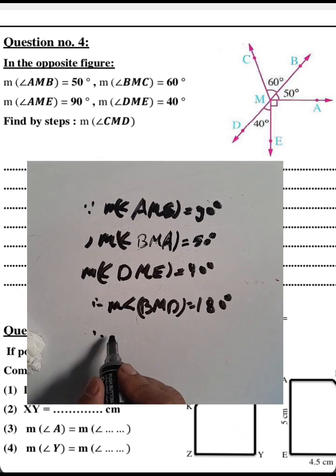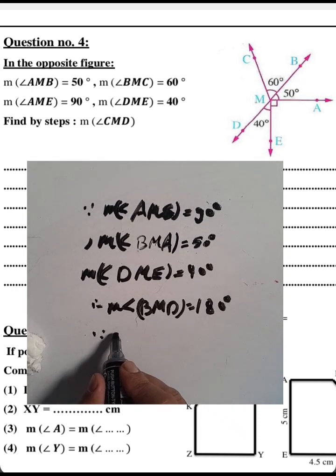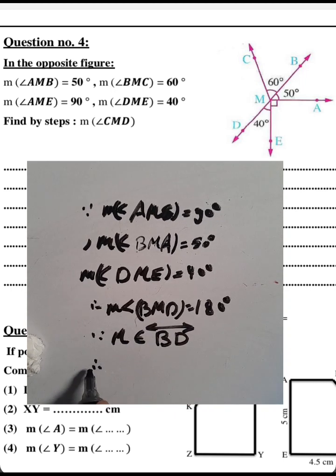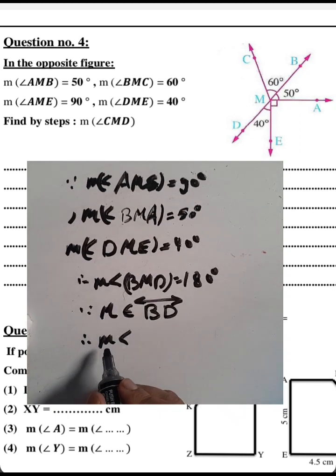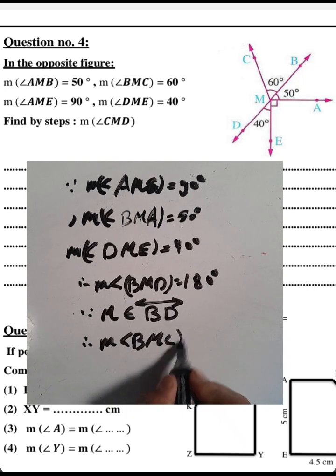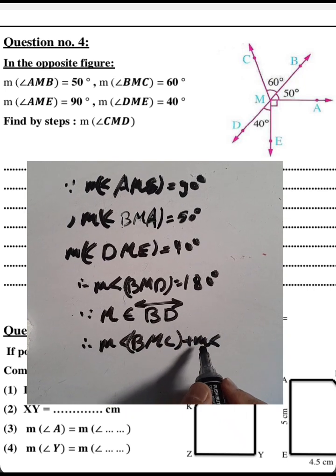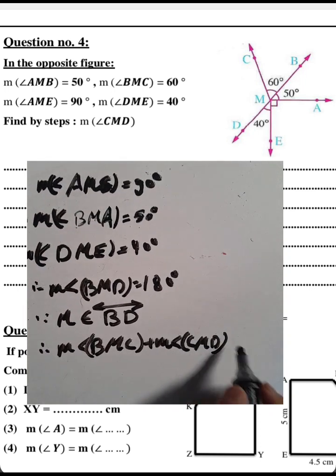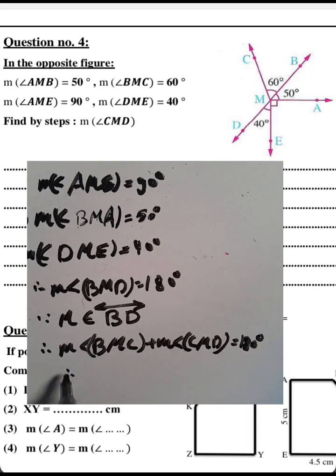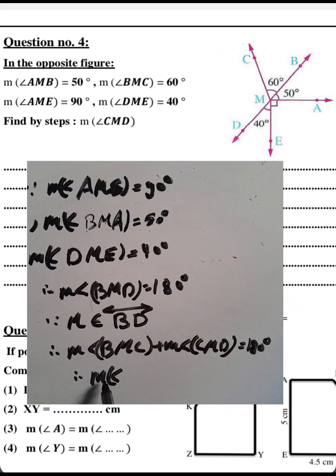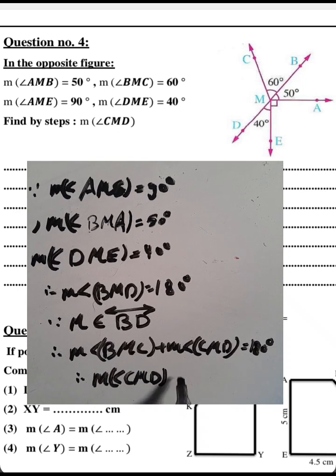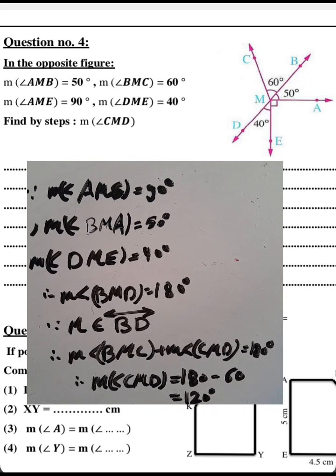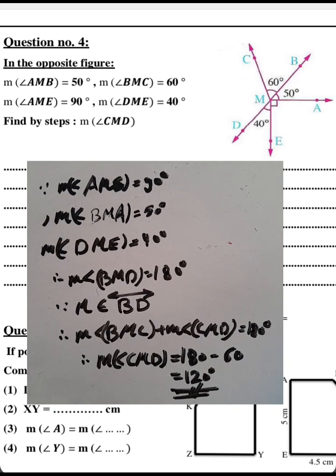Okay, we have a straight line here such that M is lying on the straight line BD. Then the measure of angle BMC plus the measure of angle CMD will be 180 degrees. Then the measure of angle CMD, 180 subtract 60, the result will be 120 degrees. That is the result for this example.